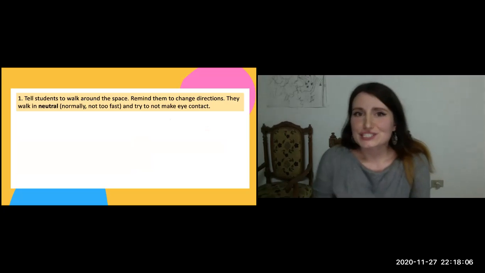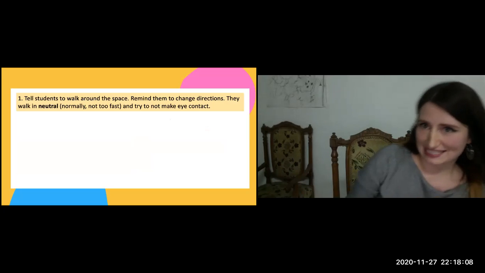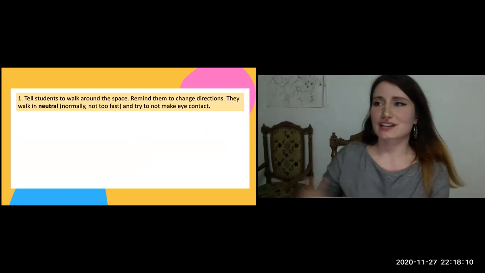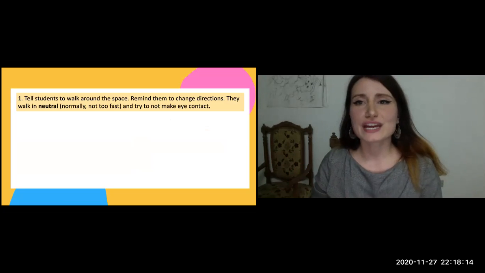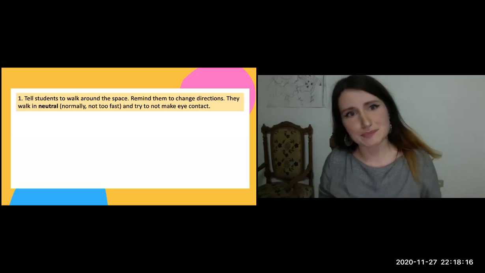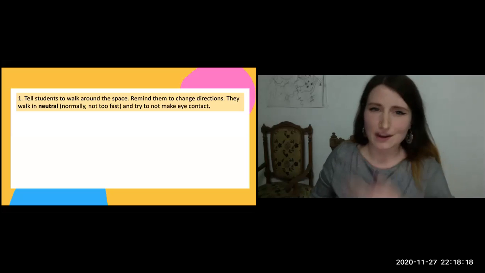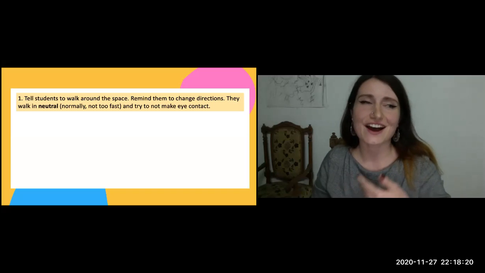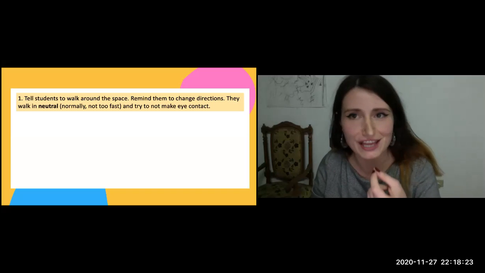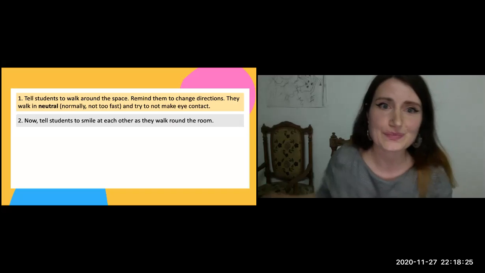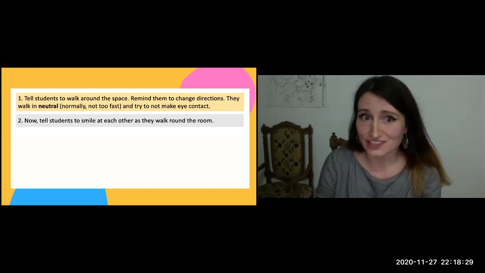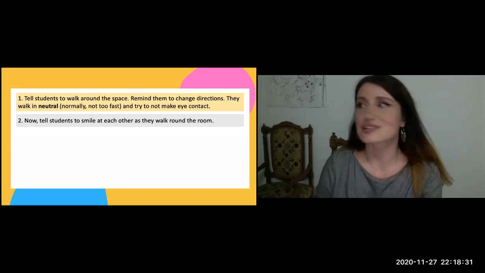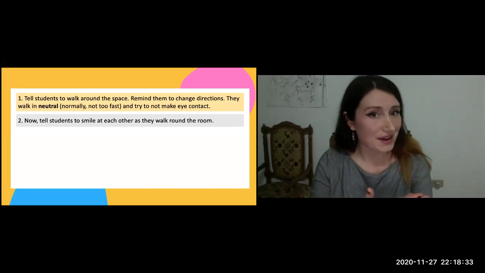Tell the students to walk around the space, okay? And I always like to remind them that they can change directions, okay? And they walk in neutral, which is like arms by your side. You've got a fairly blank expression. And I tell them to try not to make eye contact. Next, I tell them to start smiling at each other as they walk around the room. So as they walk past, they can smile, smile.